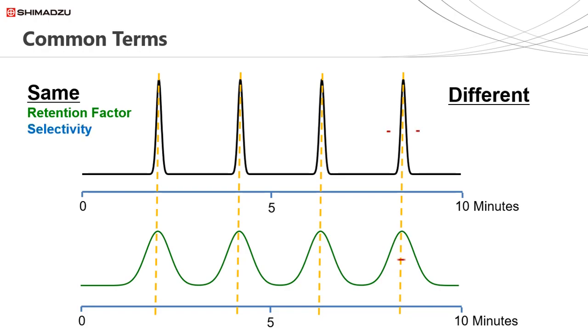What is different is the peak width, in this example measured at half the peak height. Because the width of the two peaks is different, but the retention time is the same, we can also say that the peak efficiency is different. Lastly is resolution, which is a measure of how well two peaks are clearly separated. This is also different between the two chromatograms.